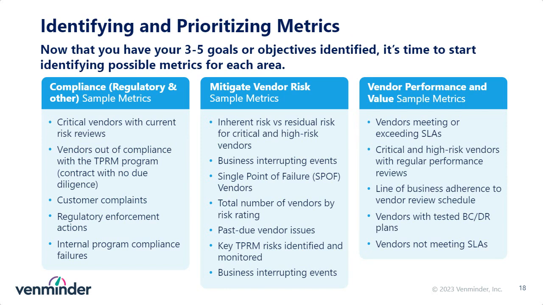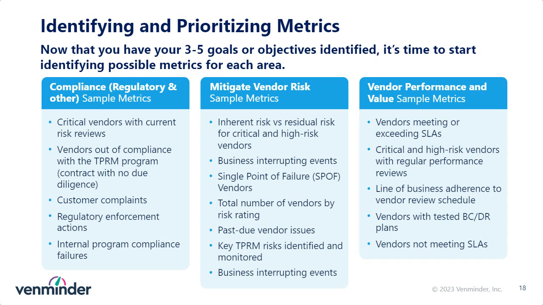Now that you've got your list of 3 to 5 together, you're going to start thinking about all the possible metrics for each area. So we're going to go through a few samples here. So for regulatory and internal compliance, maybe our metrics are going to be how many critical vendors have current risk reviews, or how many vendors are out of compliance with the program. Maybe we're looking at internal program compliance failures or even customer complaints.